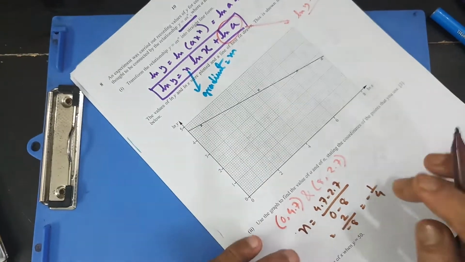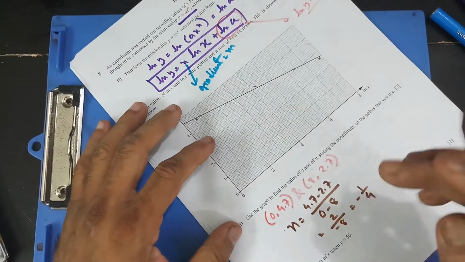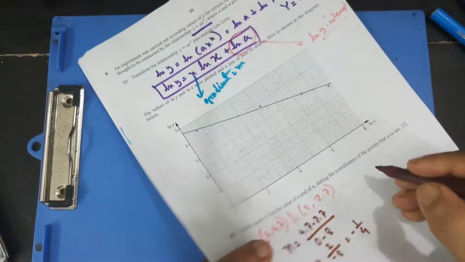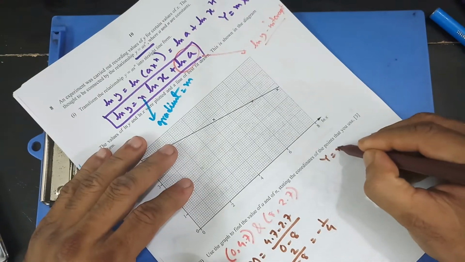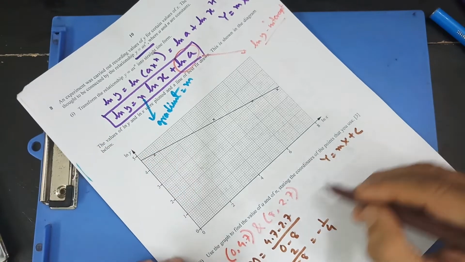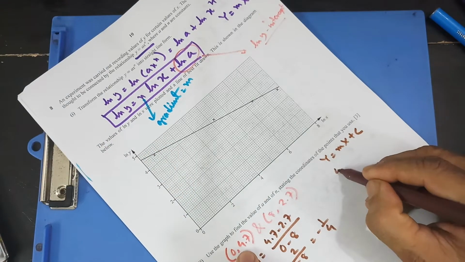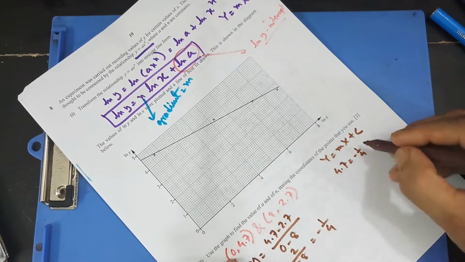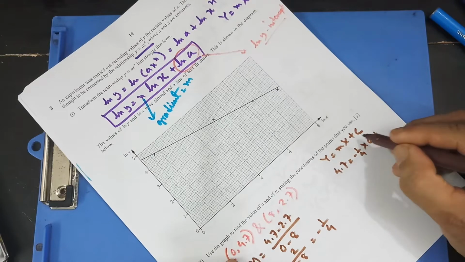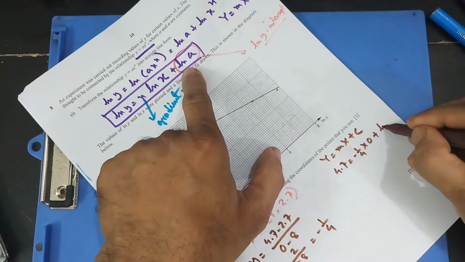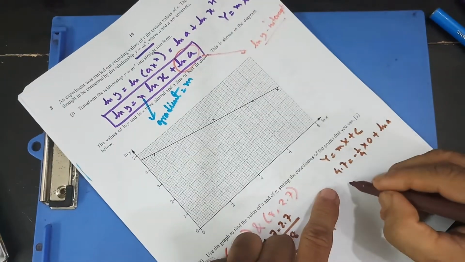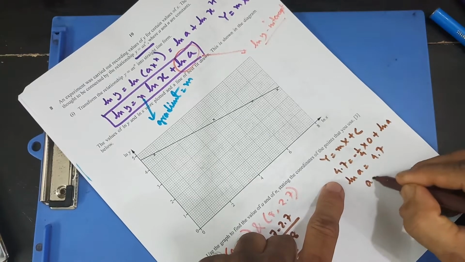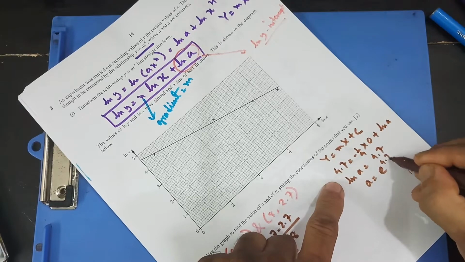Okay, so that's my n. And then y equal to mx plus c, and I'm going to use this one. Y is going to be 4.7, m I got minus 1.4, and x is going to be 0, plus c is going to be ln a. Okay, so this is 0, ln a equal to 4.7, therefore a equal to e to the power 4.7.